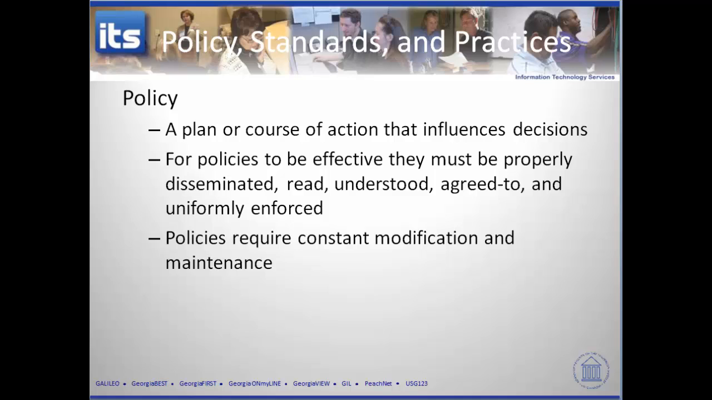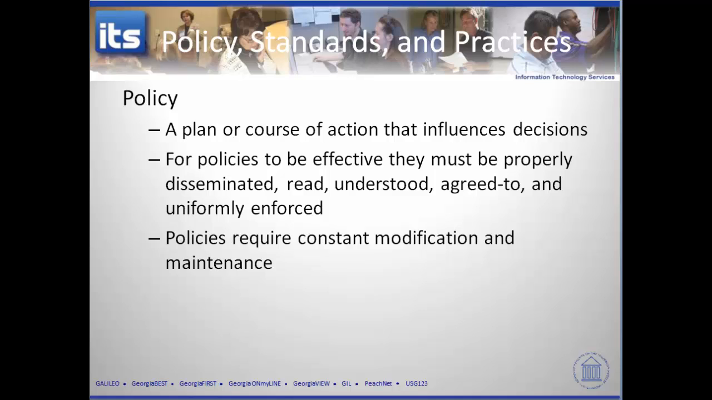It has the characteristic that it's going to need to be effective and require constant modification and maintenance so that it's relevant to a particular organization. You have to disseminate it, so people need to know where to find it. They've got to read it, they've got to understand it, they've got to agree to it, and you've got to uniformly enforce it. So lots and lots of things go into policy.